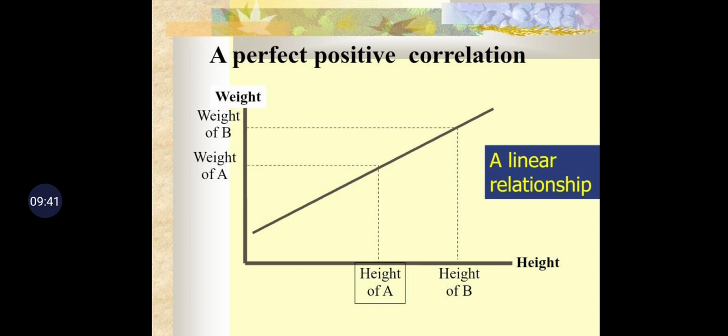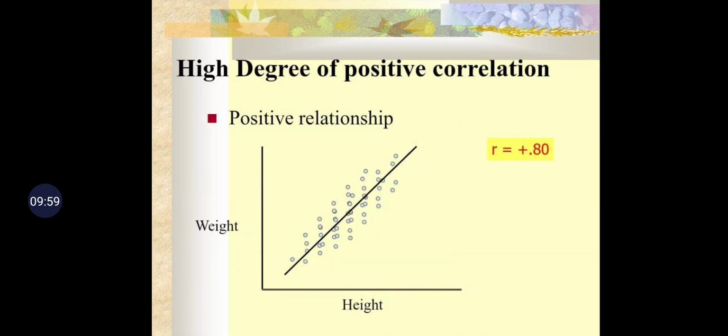A perfect positive correlation, the weight of B and weight of A. In the perfect positive correlation, a linear relationship, height A and height B, height and weight is a straight line. This is for the perfect positive correlation. Degree of the positive correlation: height and weight is a straight line of this high growth, that is r equal to positive 0.80.